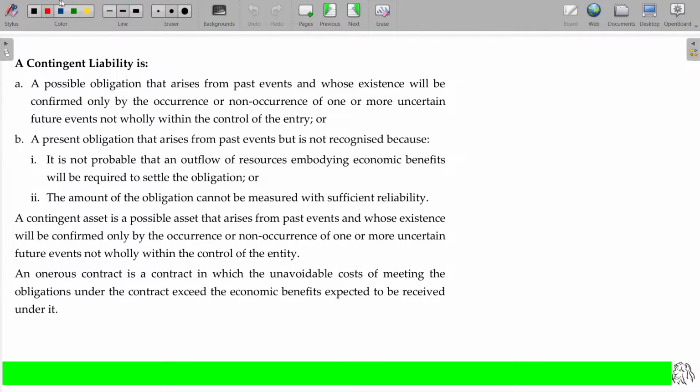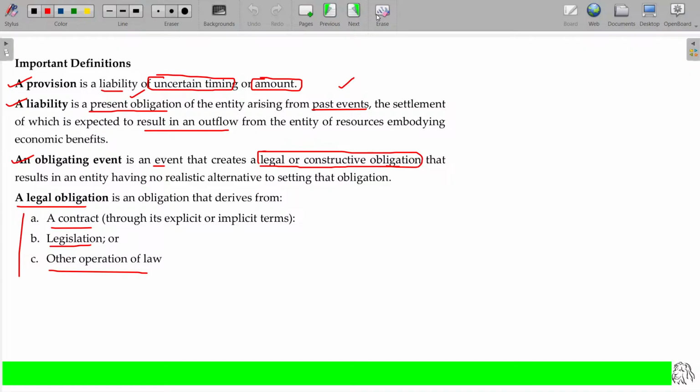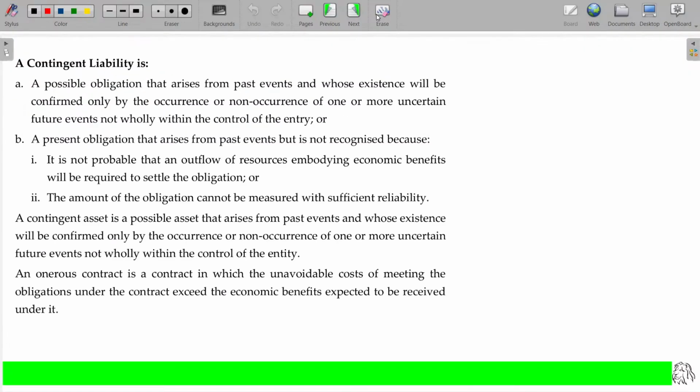Clear? And what is called a contingent liability? Contingent liability. So, here liability, here contingent liability.